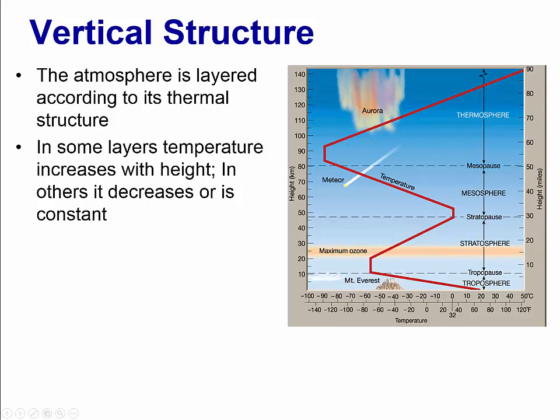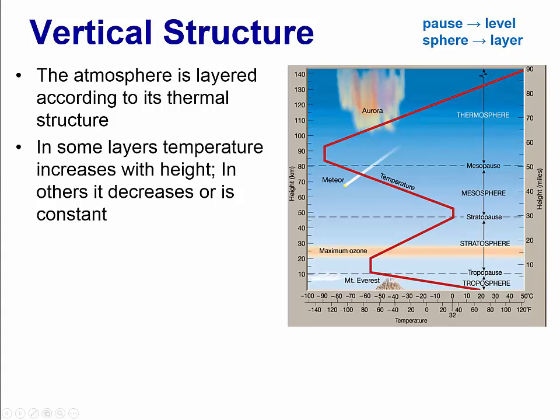Now when we zoom in, we can see 4 primary layers to the atmosphere, as well as the boundaries that separate them from each other. Now the "sphere" corresponds to layer, while "pause" corresponds to level. So we have the troposphere, the stratosphere, mesosphere, and then the thermosphere. And between them we have the tropopause, stratopause, and mesopause.